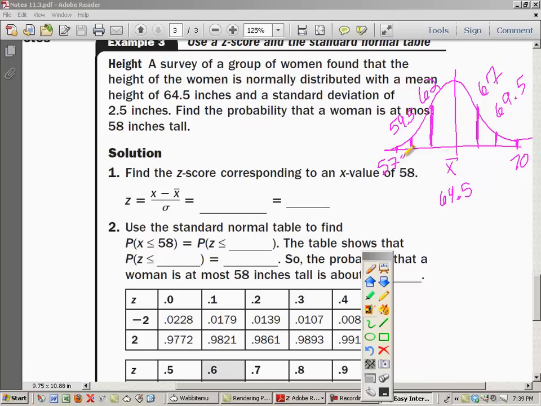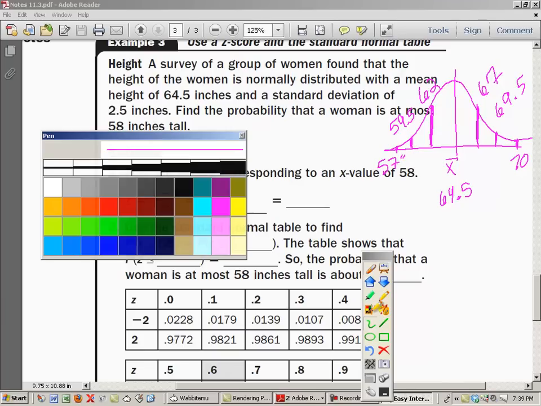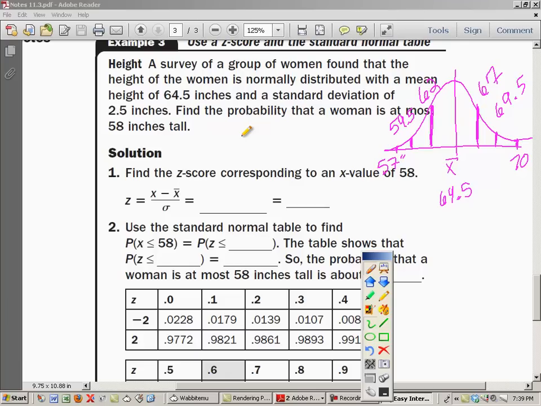So that's what our normal curve is going to look like based on those values from our standard deviation. Well, here's the issue. I want to know what is the probability that a woman is less than or equal to 58 inches tall. Now, 58 inches tall is somewhere in this neighborhood right here. And I can't just get the area under the curve because it's not right on one of my standard deviations. So what I'm going to do is normalize my data by taking a z-score.